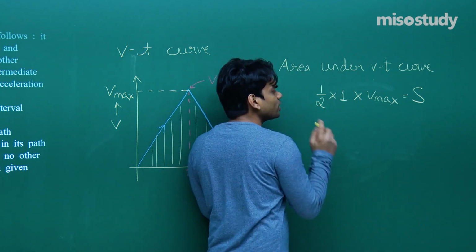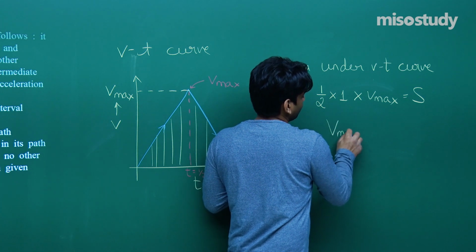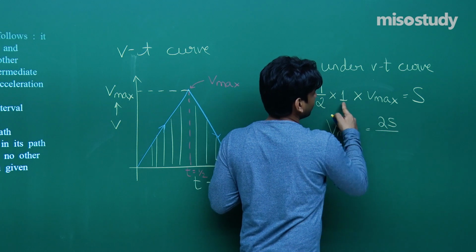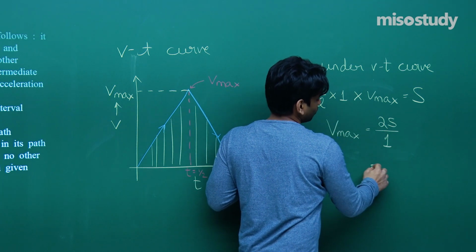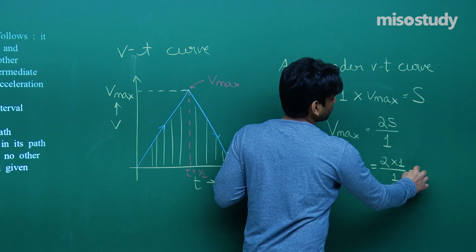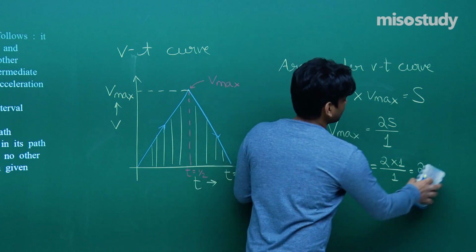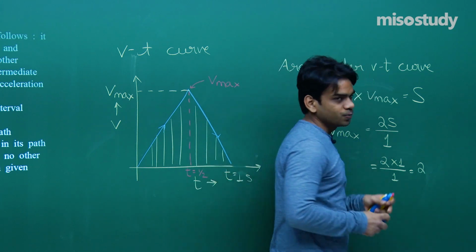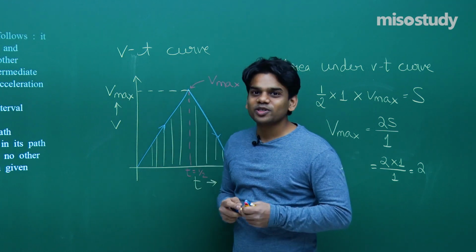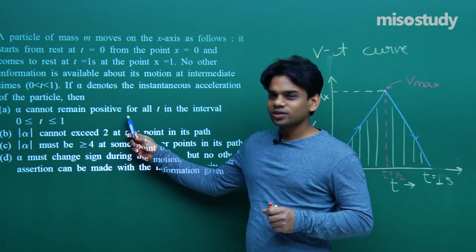Now for this, we know that S is 1, so V max will be 2 into S divided by this time, that is 1. So S is actually 1, so 2 into 1 divided by 1. So we got that the maximum velocity, its magnitude, is 2. I'm not saying it's 2 meter per second because the unit of displacement has not been provided. So you see the first statement, we have to talk about alpha.